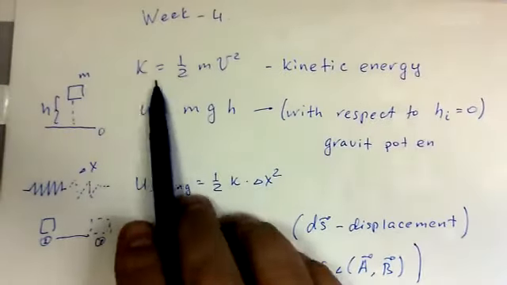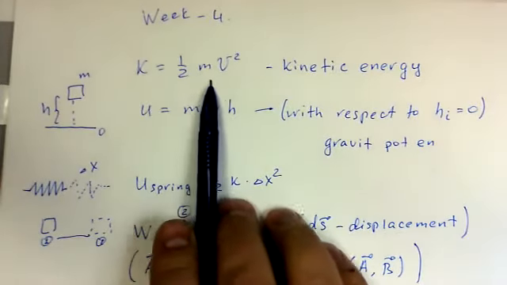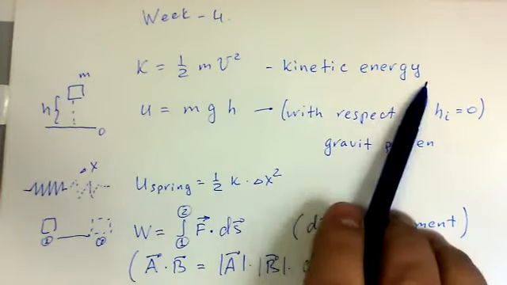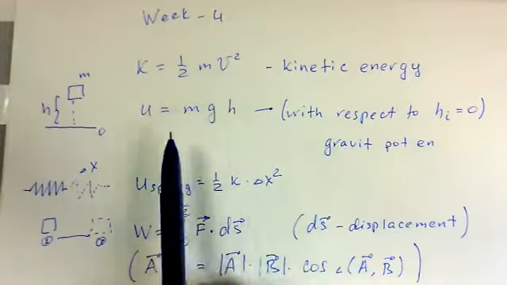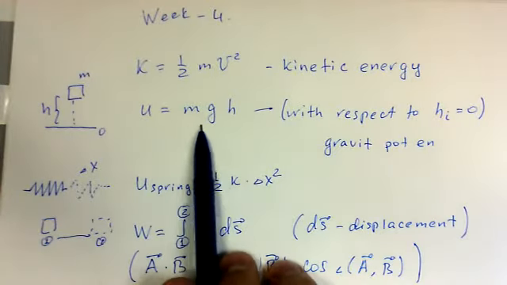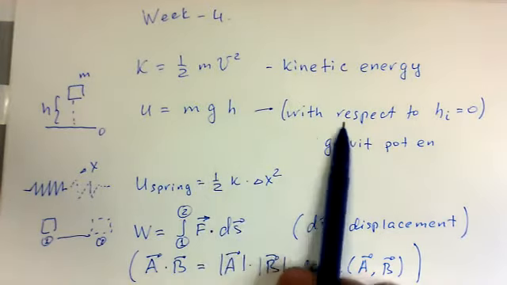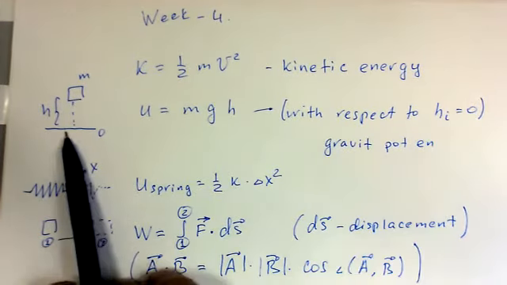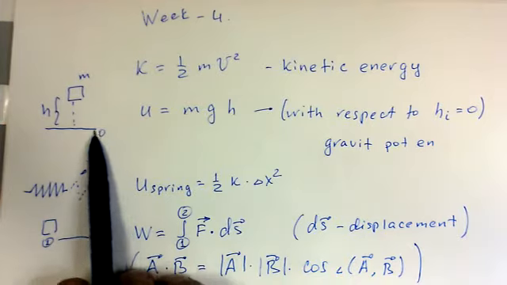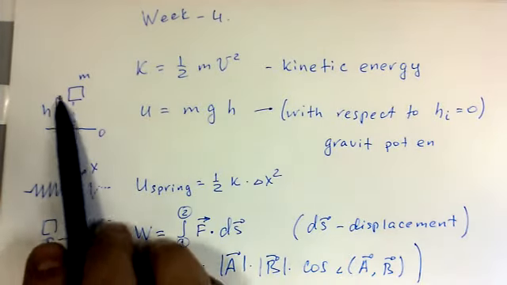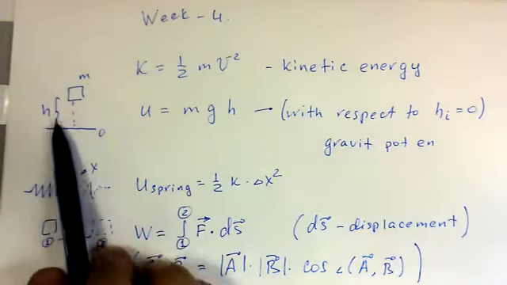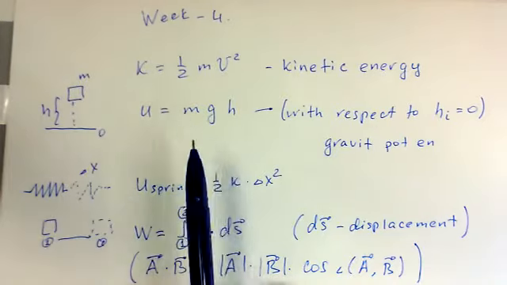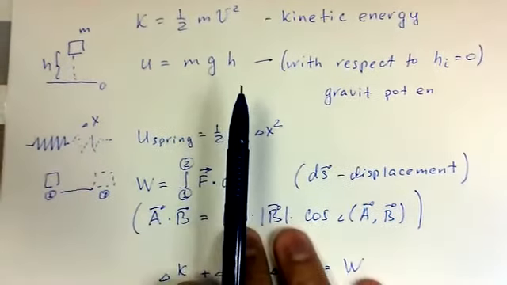Kinetic energy is 1/2 mv squared, where m is the mass and v is the speed of the object. Gravitational potential energy is mgh, where h is measured with respect to a reference level that we assume to be 0. In this sketch, if the height above this level is h, then the potential energy is mgh.